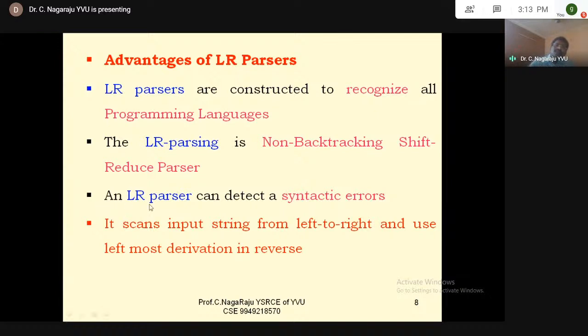An LR parser can detect syntactic errors very accurately. It scans the input string from left to right and uses leftmost derivation in reverse. That is the principle of the bottom-up parser. These are the advantages of using bottom-up parsers.